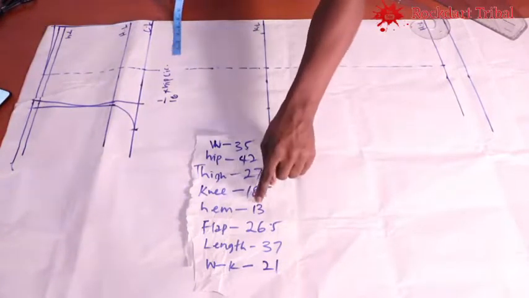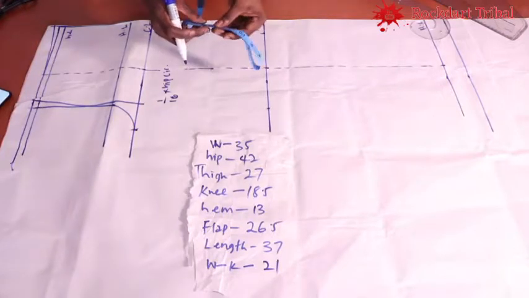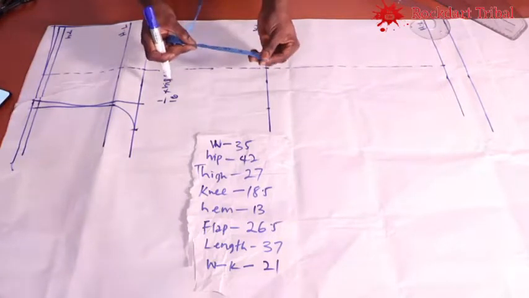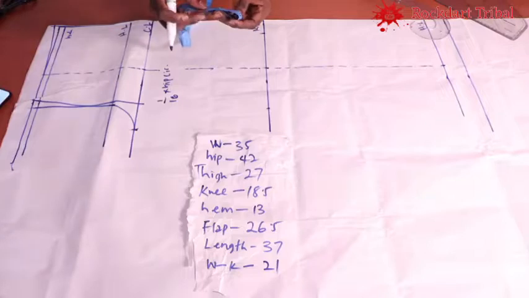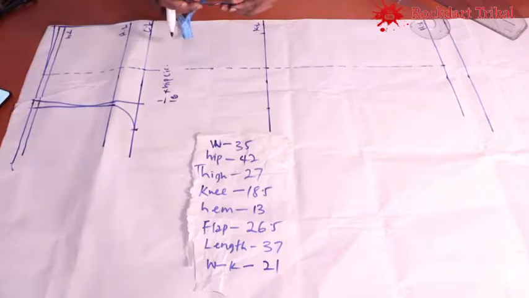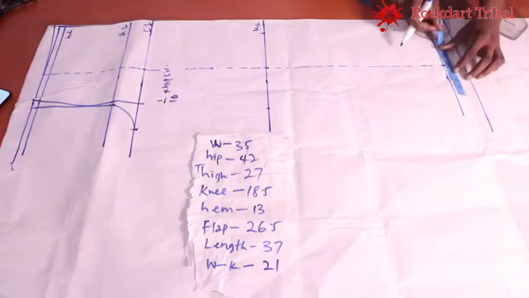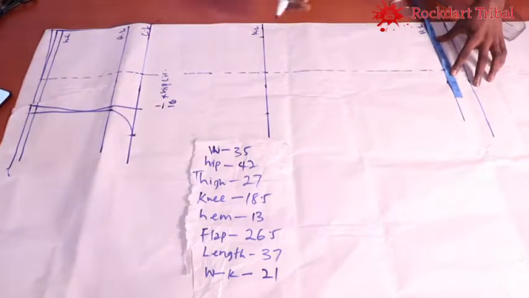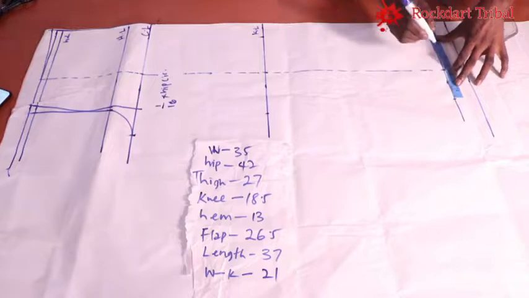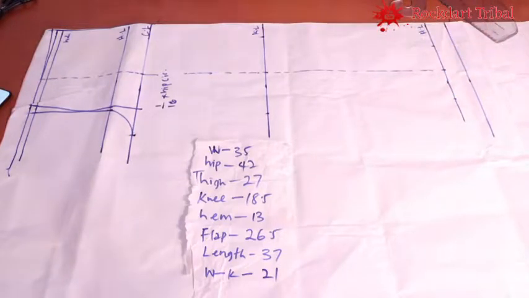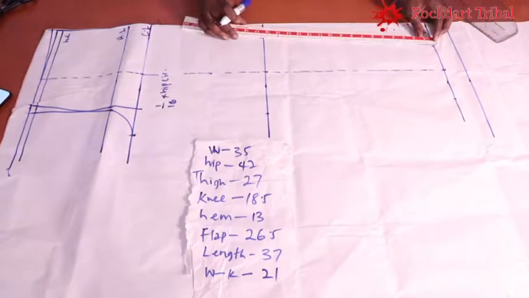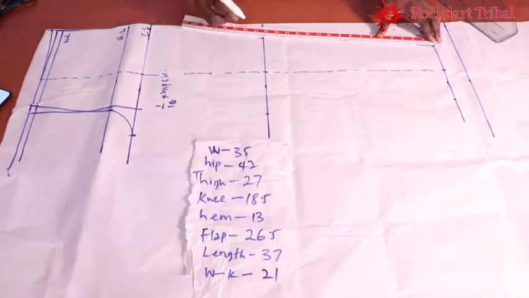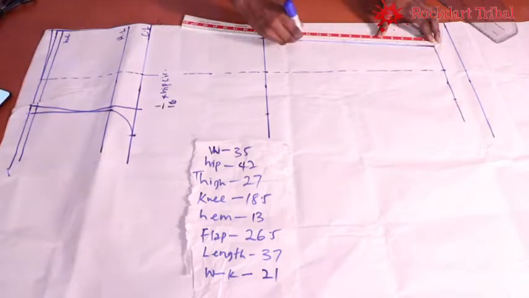So we'll do the same thing on my hem line. Hem is 13. We'll divide it into 2. That's 6.5. Then we'll divide it again. We're having 3.25 on both sides. By using my ruler to connect those points together.